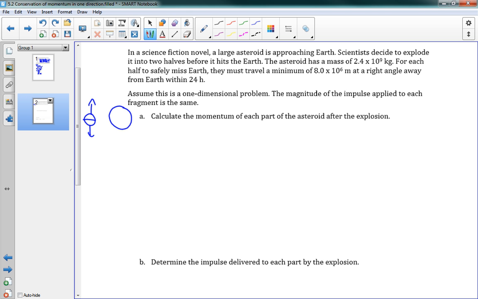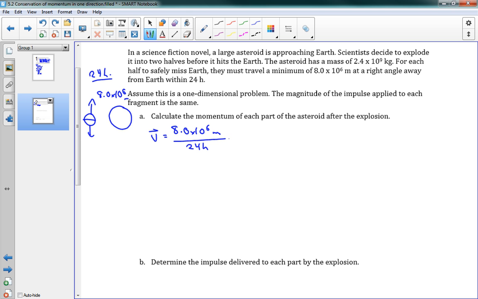So again, we have our asteroid. Each piece needs to be going up this far, 8.0 times 10 to the 6 meters. That's how far up it needs to go to clear the Earth, and it needs to do that in 24 hours. Okay? So we have a speed. It needs to cover that distance in that time. So we can say that for one of our two halves, the speed needs to equal 8.0 times 10 to the 6 meters over 24 hours. That's how fast it needs to move.